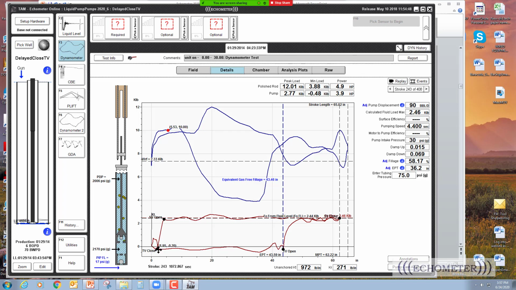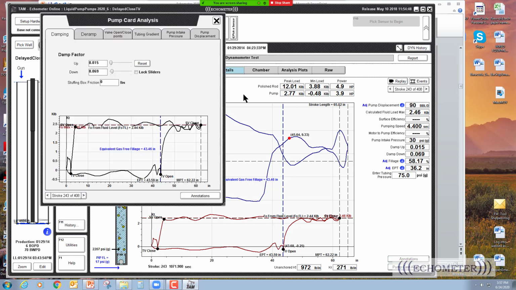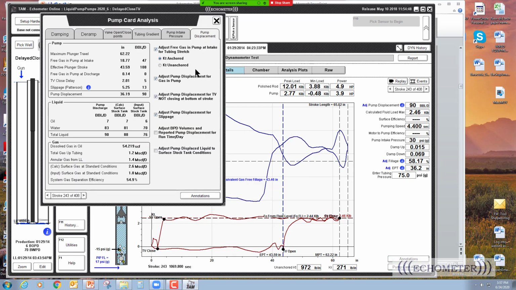If you don't shift this point and move the trailing valve closed to that point right there, and you go to the pump card analysis and look at the pump calculations here, you see it says the trailing valve closed delay is about 2 inches, and that's equivalent to about 5 barrels of production lost. So that's what that represents.